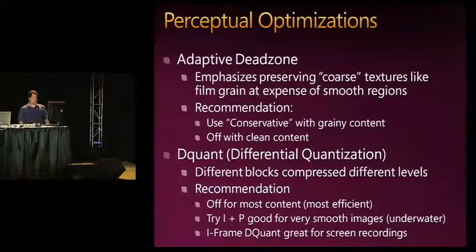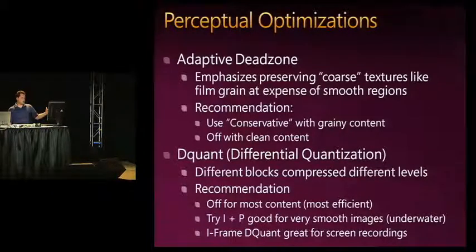Basically, it's your film grain feature. If you have grainy content, it lets you preserve coarse textures. If you have film grain, you want to deliver that film grain, and that does a nice job helping with that. There's a mode we call conservative that helps there. Turn it off with clean content; you use it with grainy content.